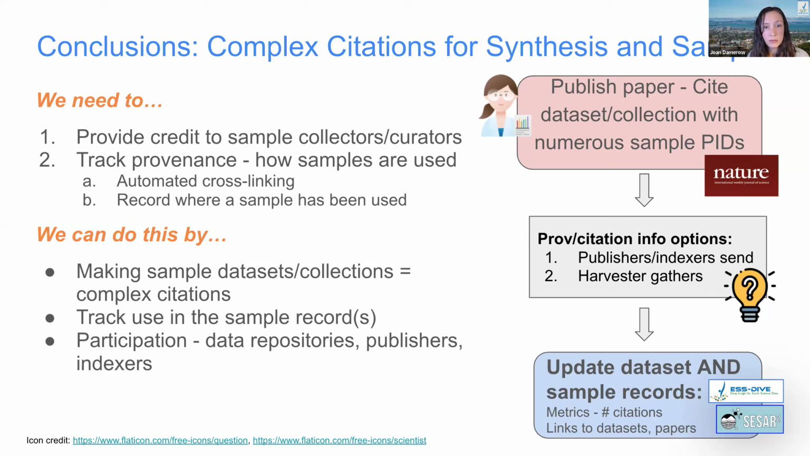I think we can do this by making sample data sets function more like complex citations when they're cited. I think that could be one application of complex citations. So this would be really essential to track how samples and certain data are used over time. But as we've covered earlier, it does require changes in how data repositories and publishers and indexers are treating citations, and we hope that we can continue to adjust this with complex citations.